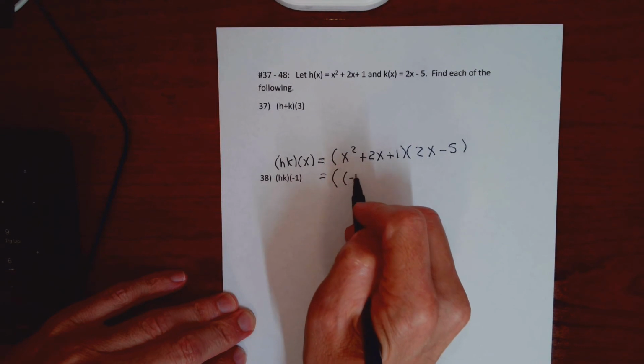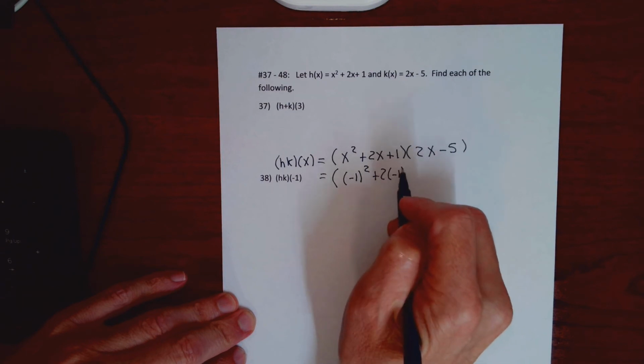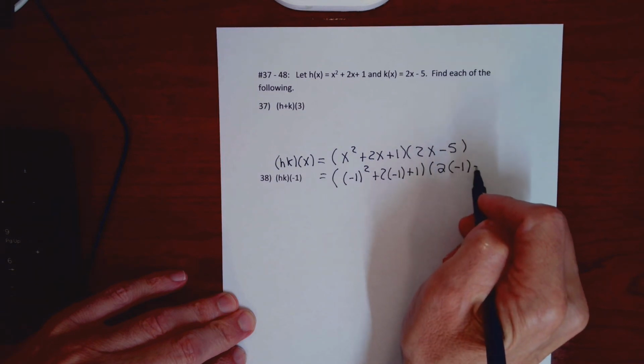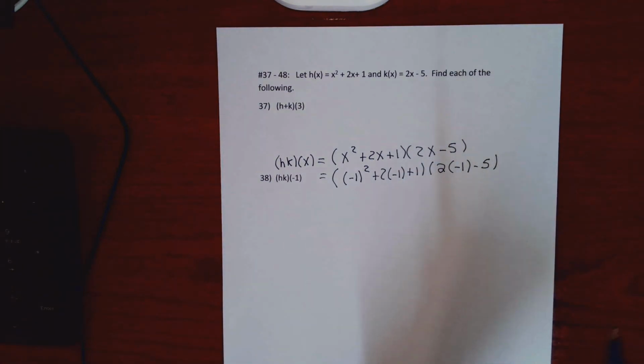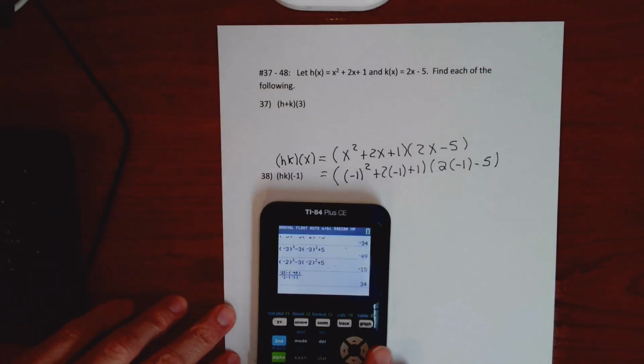What I need to simplify is h times k of negative 1, so I'm going to change my x's to negative 1. My answer is going to be the number that I get when I change those x's to a negative 1. I can use my calculator if I care to. I kind of care to right now. I don't care if all you did right now is just did first parentheses and then negative 1 squared plus 2 times negative 1 plus 1, close out my first parentheses, times 2 times negative 1 minus 5, close out my second parentheses. I forgot to sneak a parentheses in here.